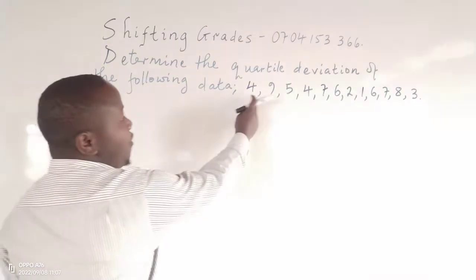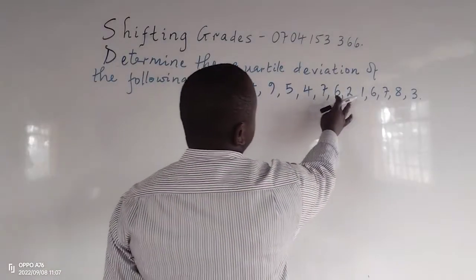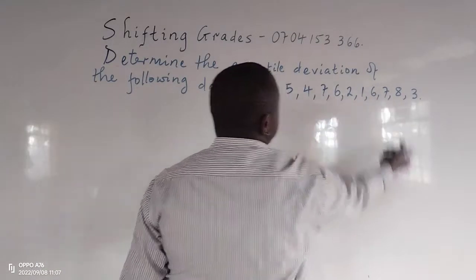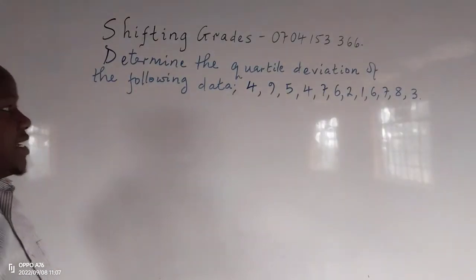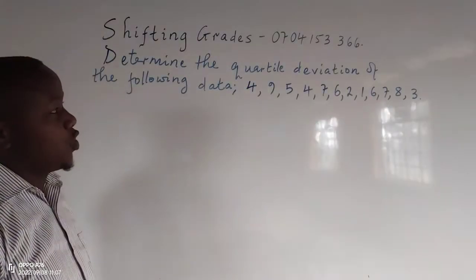So we are given 4, 9, 5, 4, 7, 6, 2, 1, 6, 7, 8 and 3 as the data. We are tasked to find the quartile deviation.